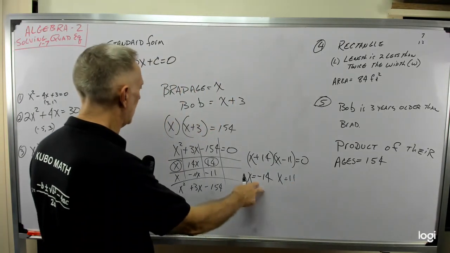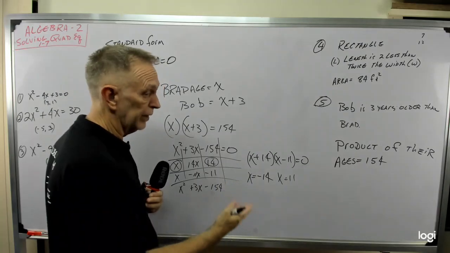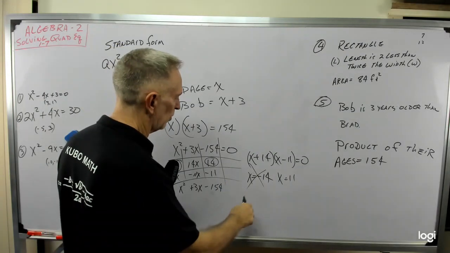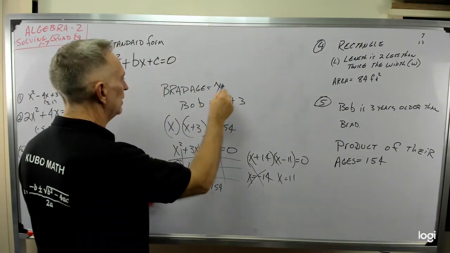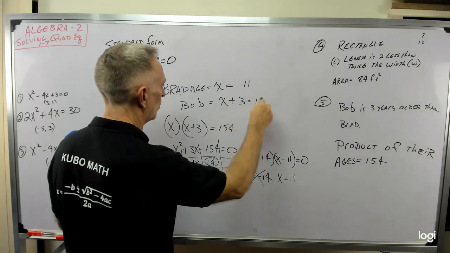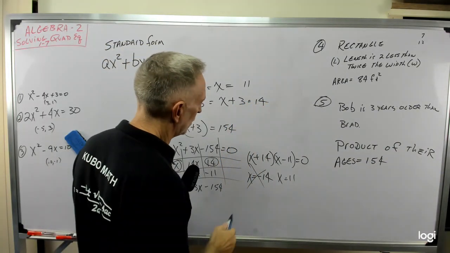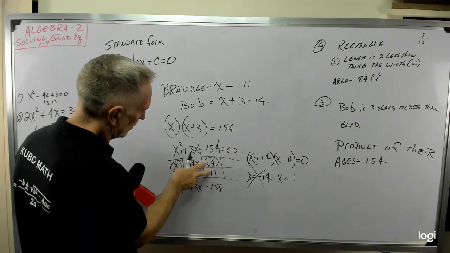Can I have an age of Brad to be a negative 14? No. So that one has no meaning. But I can have 11. So if this guy's age is 11, 11 plus 3 is 14. Now if I multiply those two numbers together, I get 154 because those were my factors here.